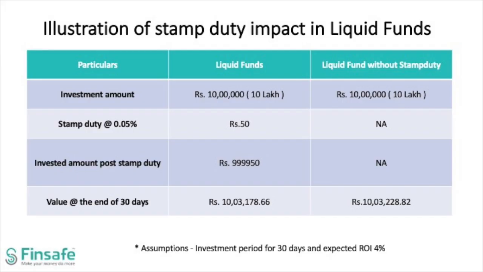Let us see the impact of stamp duty on shorter term transactions. Let's assume that you have invested 10 lakh rupees in a liquid fund for a 30-day period and expect a return of 4%. As you can see from this example, there would be a slight impact on shorter term transactions, especially if they were for very short periods like 2 days or 5 days or 7 days. But even liquid funds held for 30 days or 40 days would not be so highly impacted.